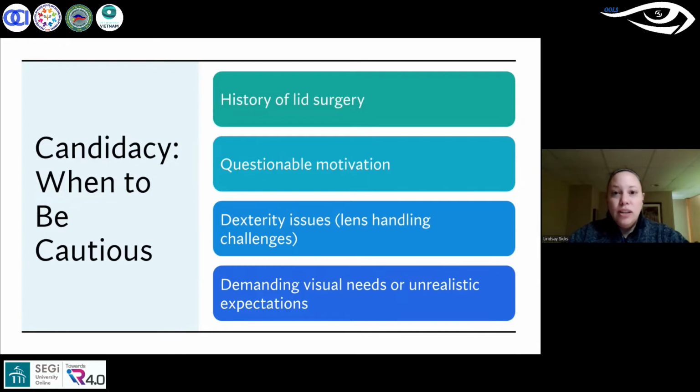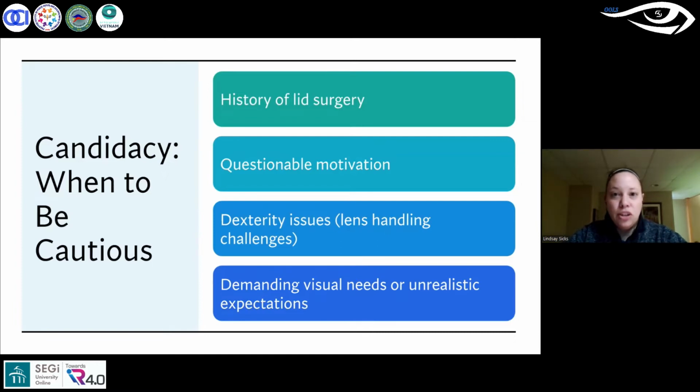You want to be more cautious in patients that have lid surgery. I say this cautiously. I do have at least one patient that has a history of ptosis repair as a child, and she successfully wears Ortho-K. So we're just very careful about making sure that the lid can still close all night and that she doesn't have any corneal compromise from that. So a relative contraindication, I would say, or just be cautious with that.